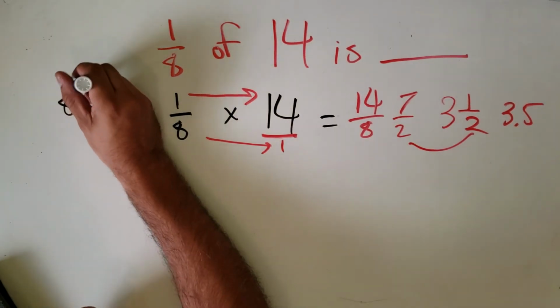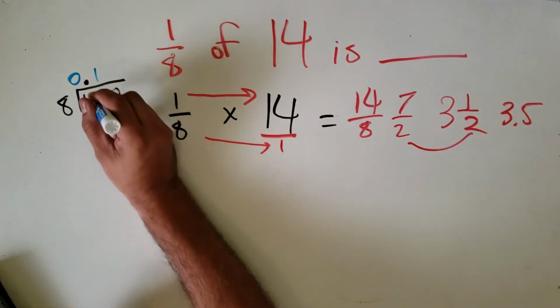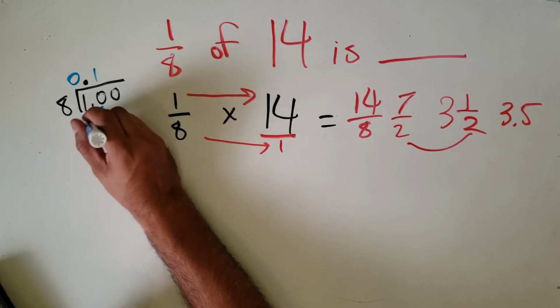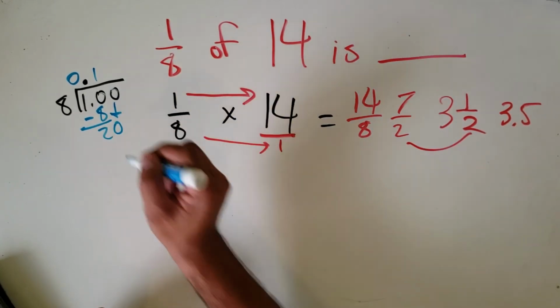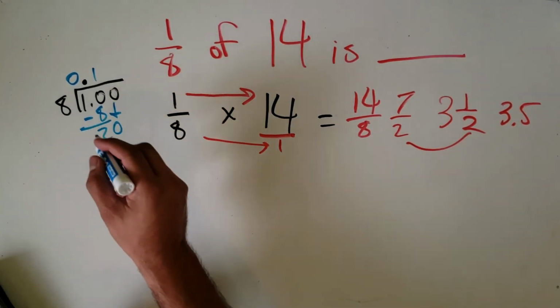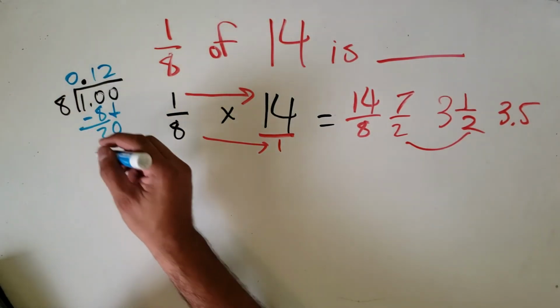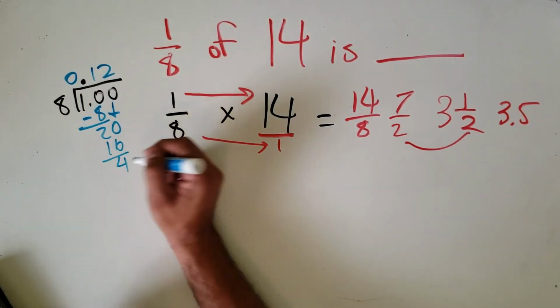8 goes into 1. Nope. 8 goes into 10 once. 1 times 8 is 8. Subtract that. You get a 2. Drop that here. You get a 20. 8 fits into 20 twice. 2 times 8 is 16. Now we have a 4.